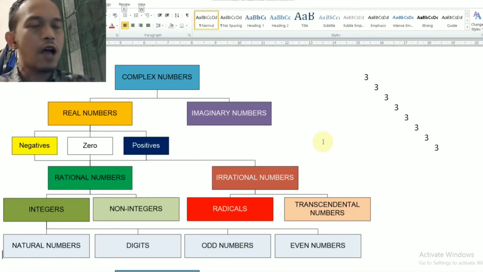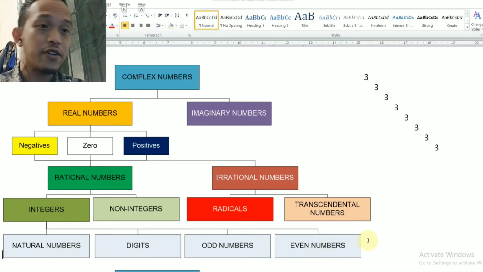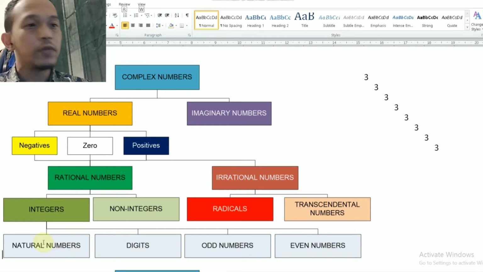Now let's discuss how to make use of the tree diagram that you can find in your textbook. It's actually the same as the diagram in your textbook. So the lowest level will be natural numbers, digits, odd numbers, even numbers. They are all subsets of integers. It means if a number belongs to digits, it must also belong to integers.